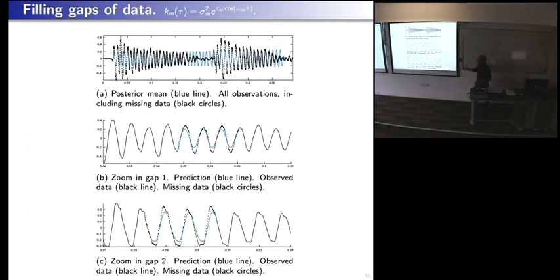These are the results using the exponentiated cosine kernel. Again, we see that the posterior mean doesn't follow the amplitude envelope, but in the gaps, assumes a periodic behavior. So it makes a better prediction of what's happening in the gaps.